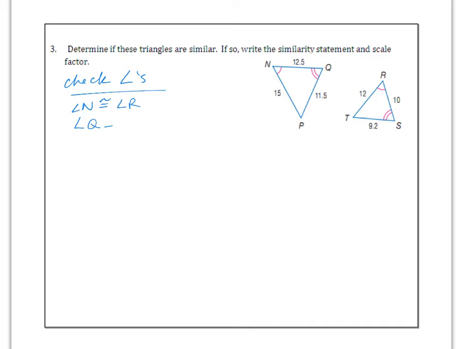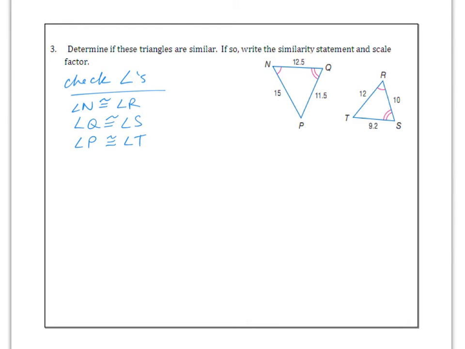Angle Q has two curves. That's congruent to angle S. So that leaves angle P, and the third angles would have to be congruent because they'd have to add up to 180. So even though they're not marked, I do know they're congruent. So the angles work. So the next thing I'm going to do is check the sides.